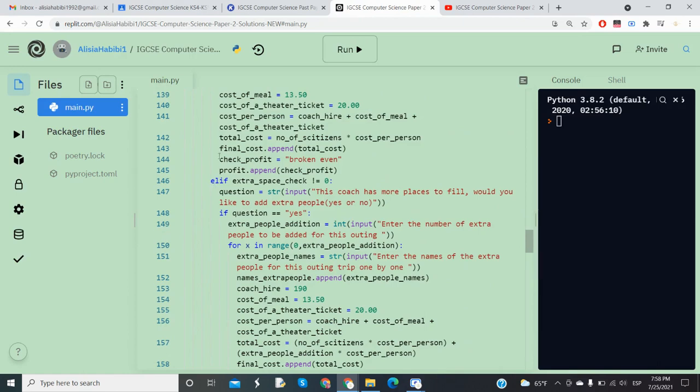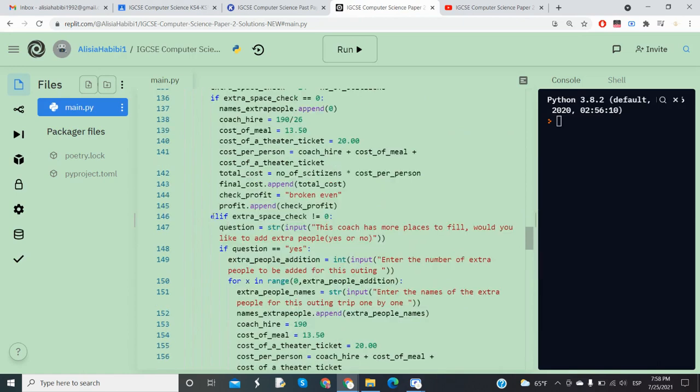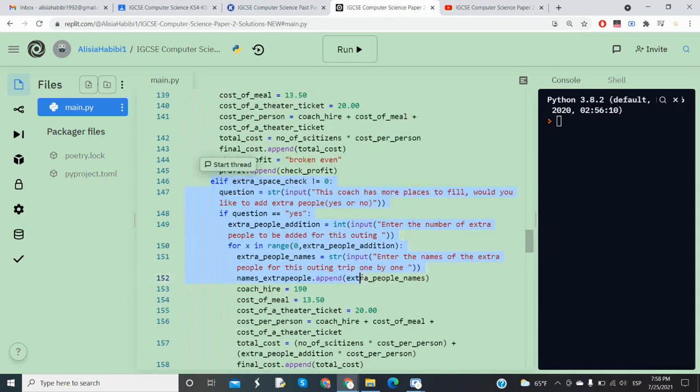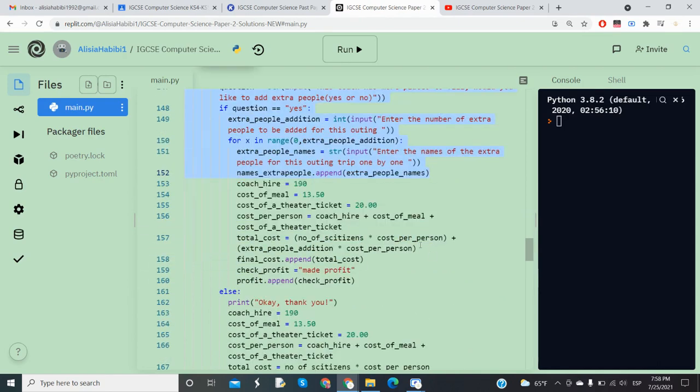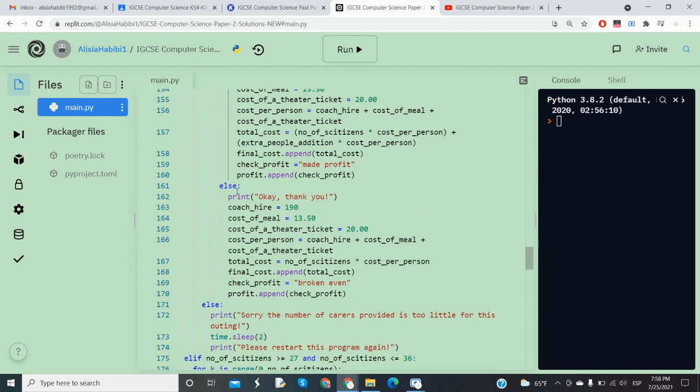And then if there's any extra space, again, guys, it's pretty much the same thing. It asks for the extra people, adds them to the extra people list with the names of the people. And again, this is divided by 26. And then, of course, the cost per person is found. And if they say no extra people, then, of course, it remains the same. It doesn't have any extra people cost added to the total cost.